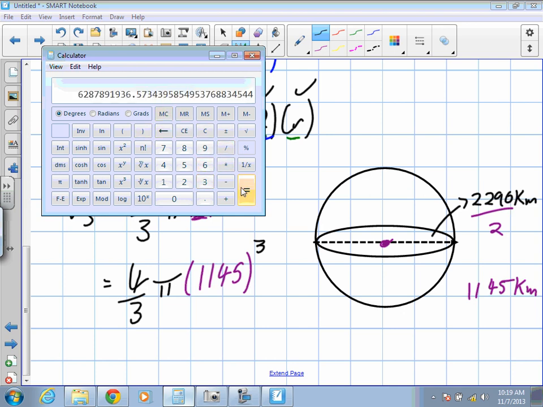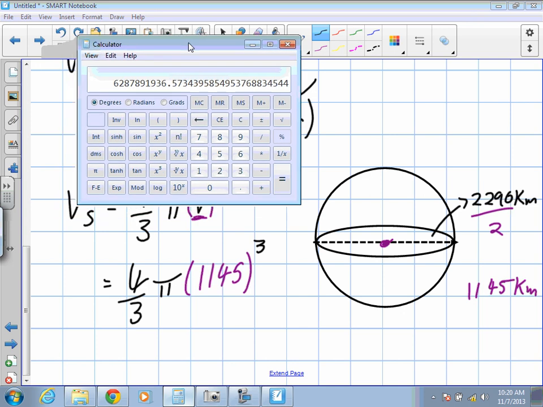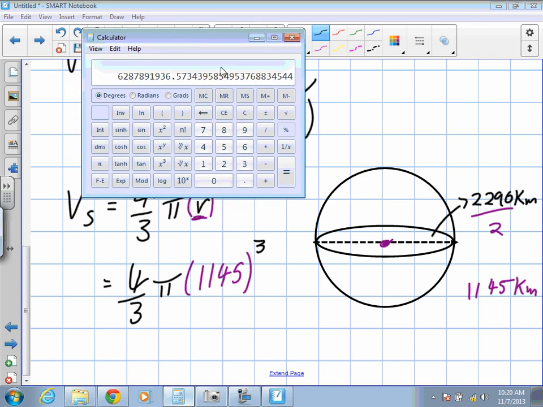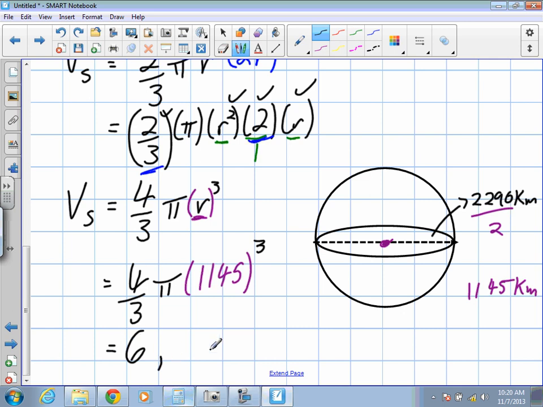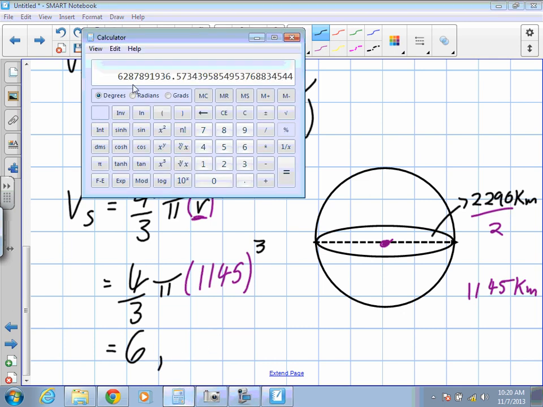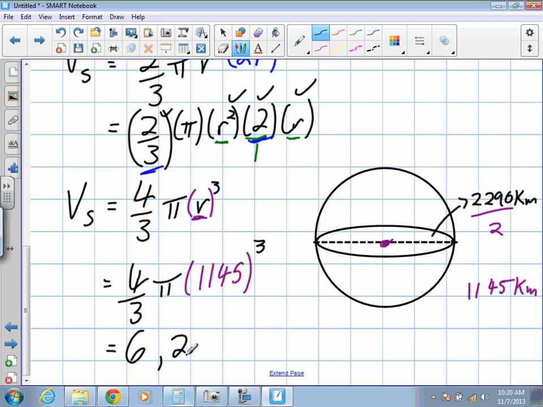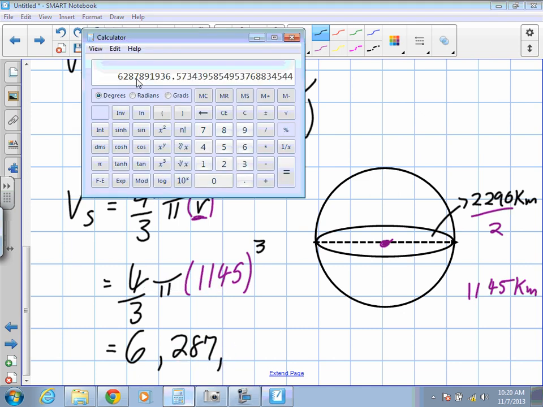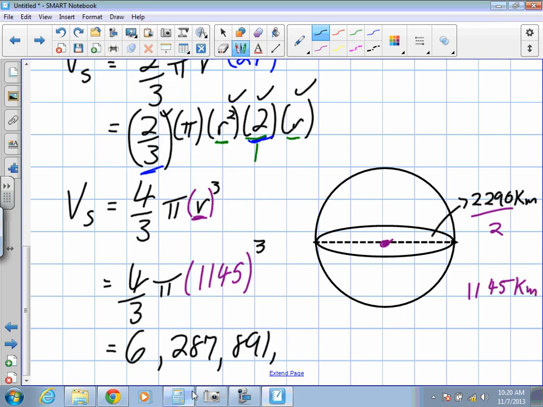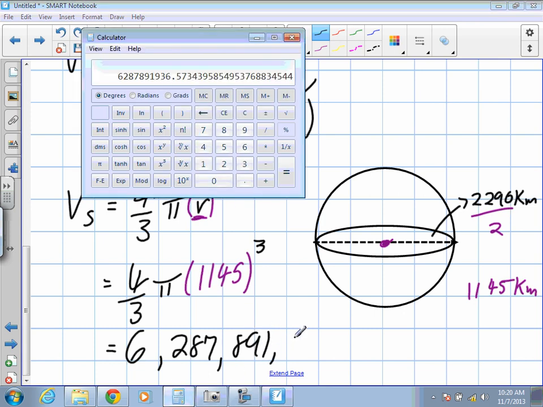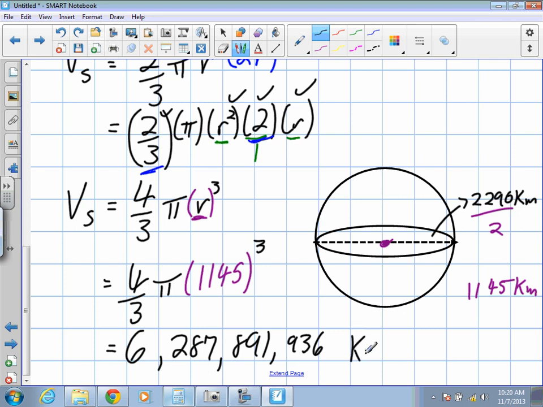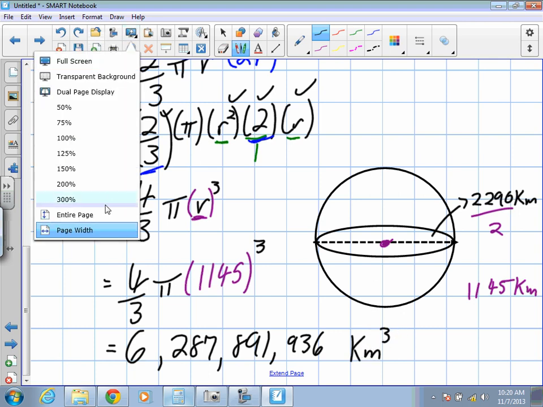The volume of Pluto is a very large number here. Is that legit though? That's legit. So let's write it down. This looks like 6 billion, 287 million, 891,936 kilometers cubed. That's a lot. It's a pretty big place.